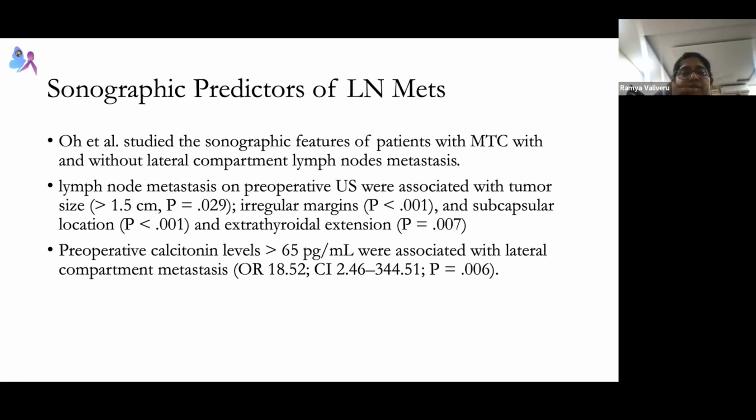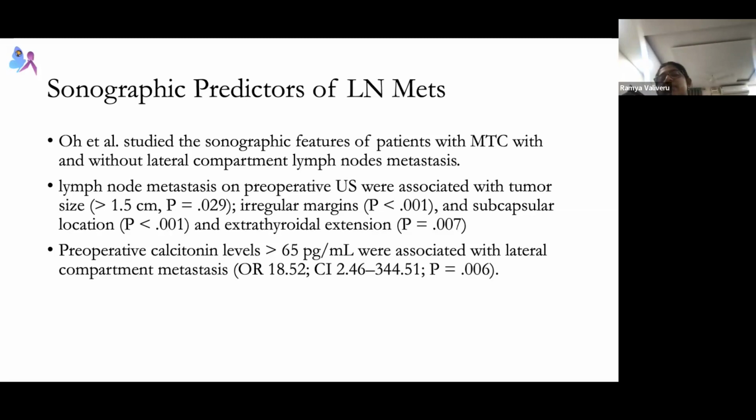Sonographic features of patients with MTC: tumor size more than 1.5 centimeters, irregular margins, subcapsular location, and if there was extrathyroid extension, it's very logical. These patients are likely to have occult lymph node mets, so it's better to do lymph node dissection. And calcitonin more than 60.